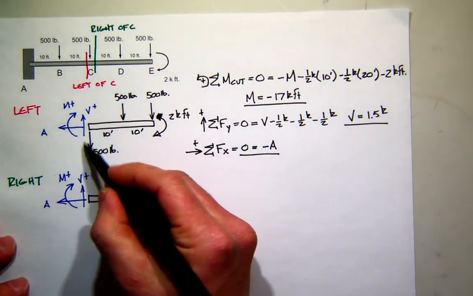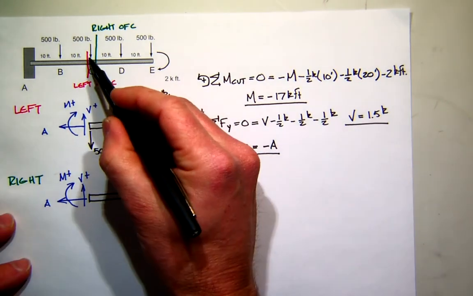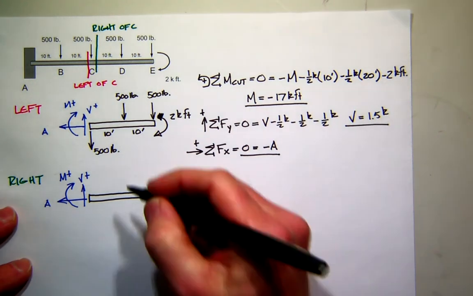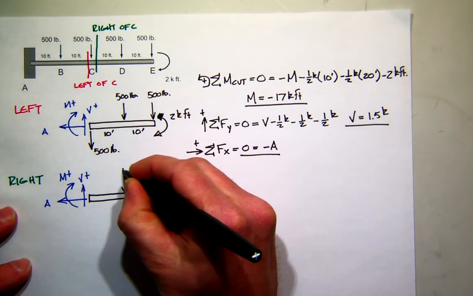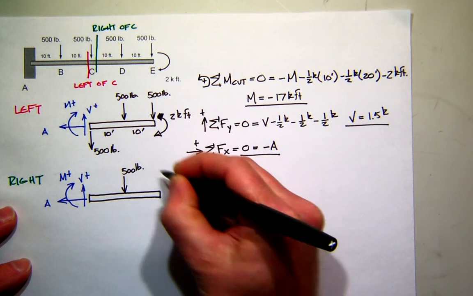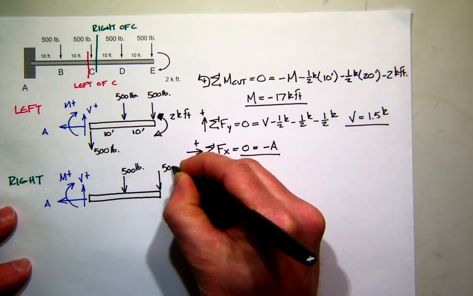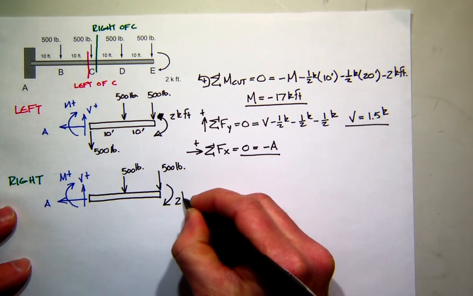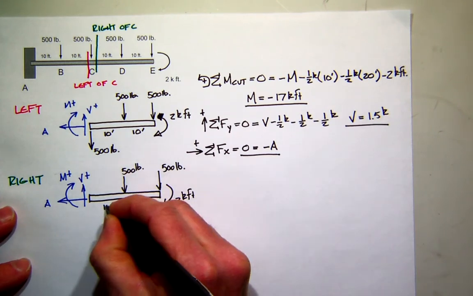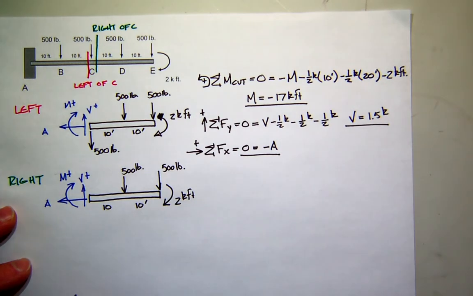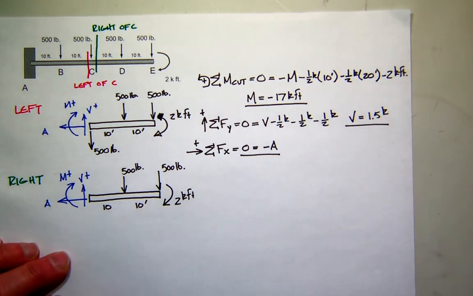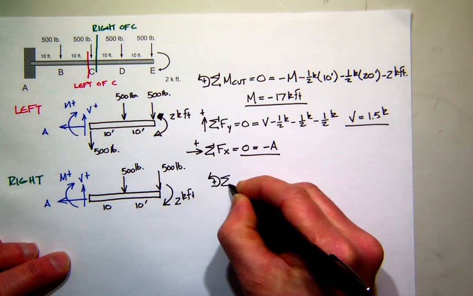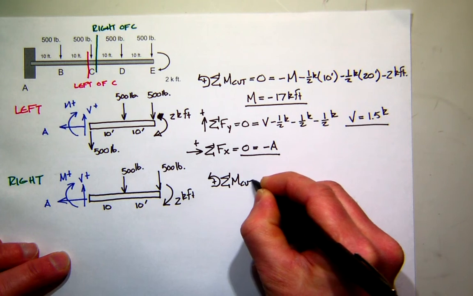Now, this 500-pound force, since I cut it just to the left, it was there. But now I'm cutting it just to the right, it's not there anymore. But I still, 10 feet away, have my 500-pound force. Another 10 feet away, a second 500-pound force. And hopefully I'll draw it right this time. This moment of 2 kip feet applied at the end. And the length still 10, the length still 10. So let's see how this affects our results. So again, I'll come over here and I'll sum moments about my cut surface, which is now shifted to the right of C.